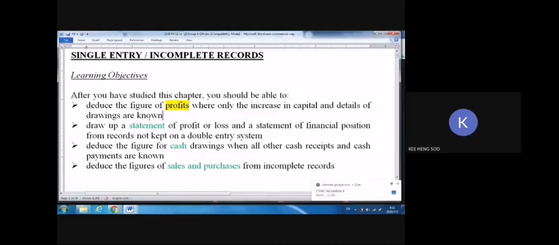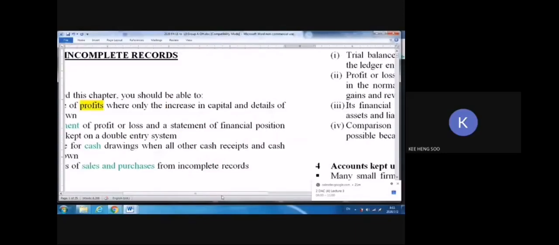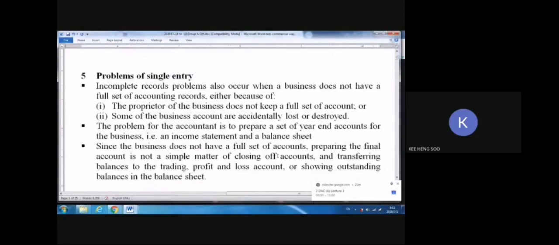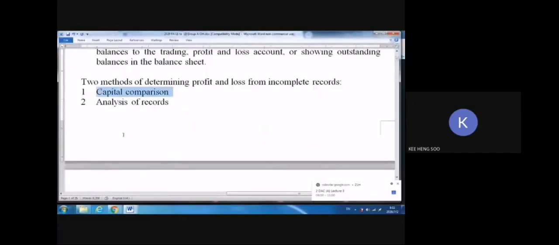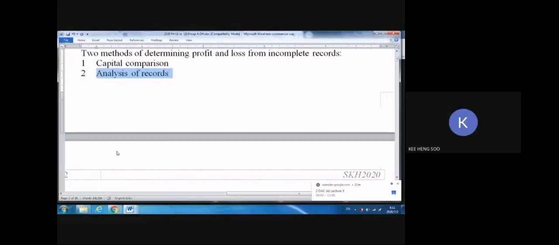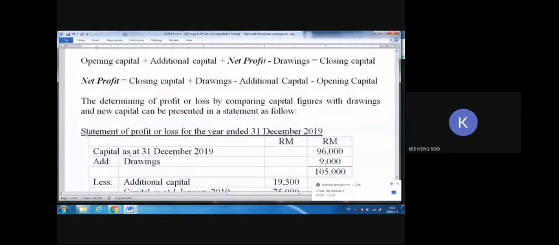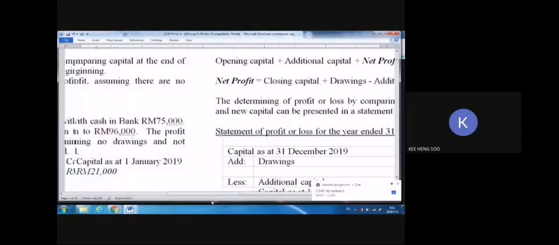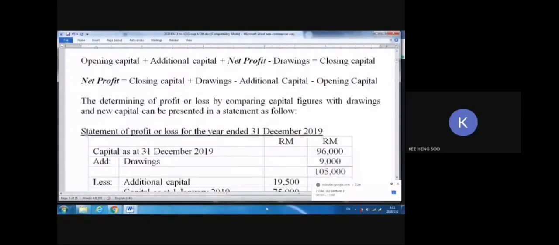So we studied two methods. Method number one, we use the capital comparison method. If you remember that, we use the capital comparison method. That's why I say in your coursework one, sure got one question like that, capital comparison method. The second one is analysis of records. How am I going to set that capital comparison question? Listen here very carefully. I'm not giving you tips. I tell you what the questions I'm going to come out with are.